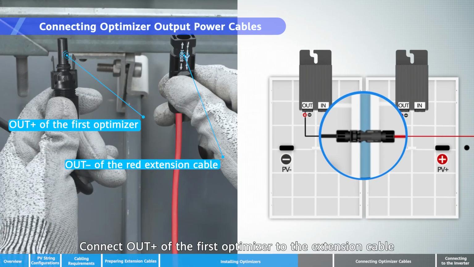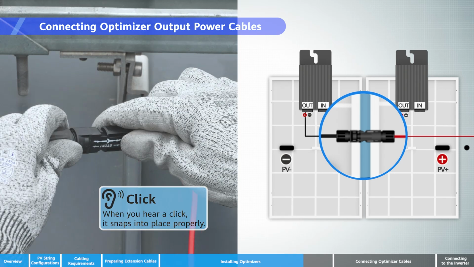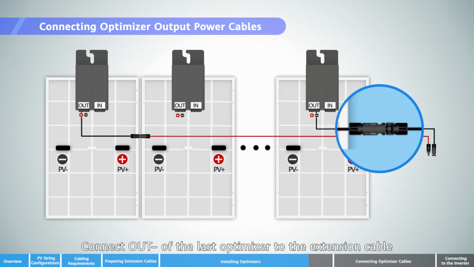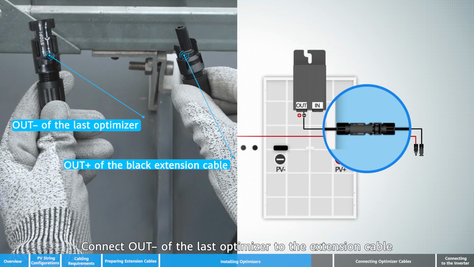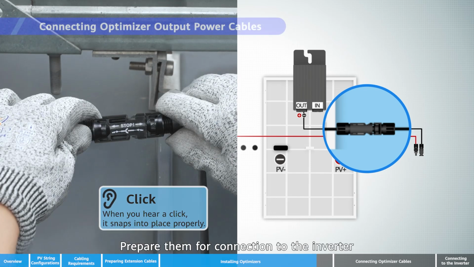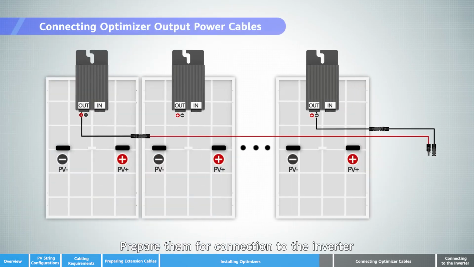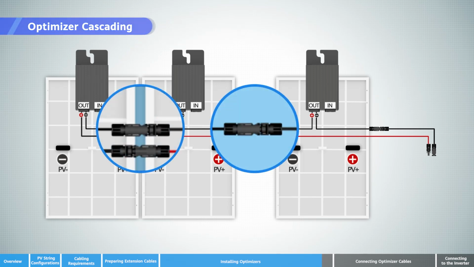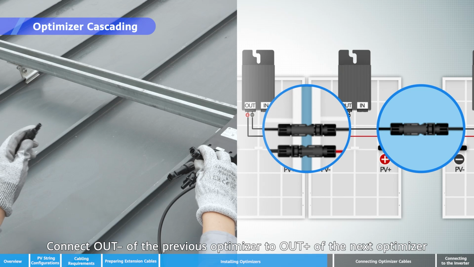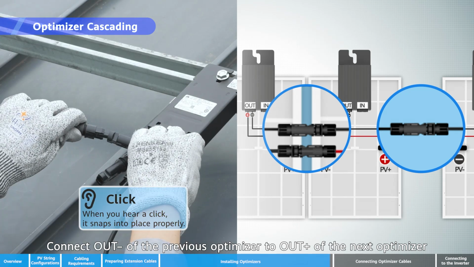Connect out positive of the first optimizer to the extension cable. Connect out negative of the last optimizer to the extension cable. Prepare them for connection to the inverter. Let's start with the optimizers. Connect out negative of the previous optimizer to out positive of the next optimizer.